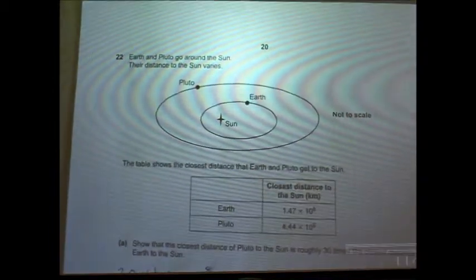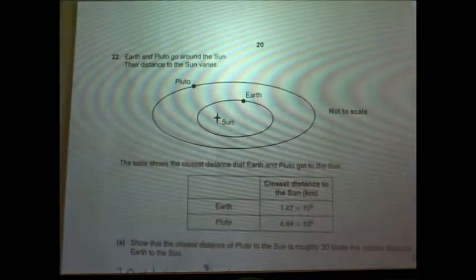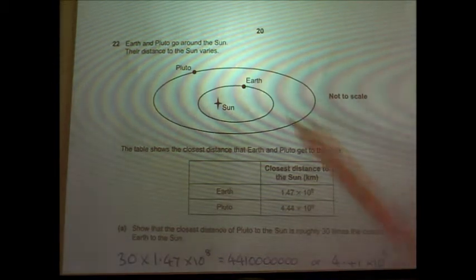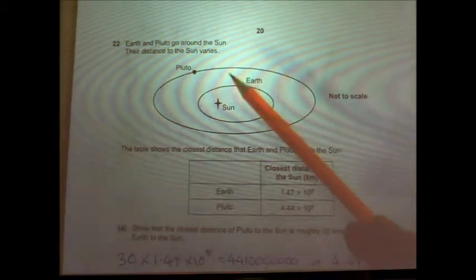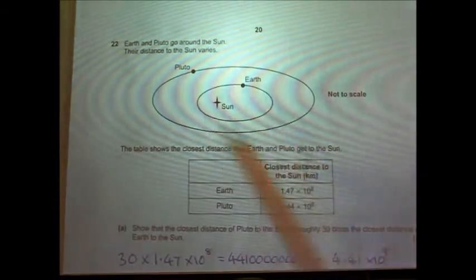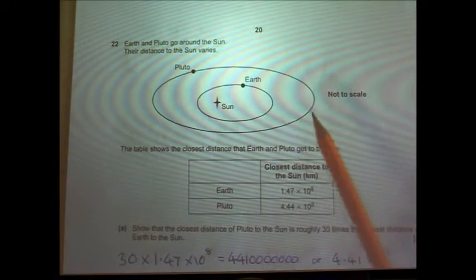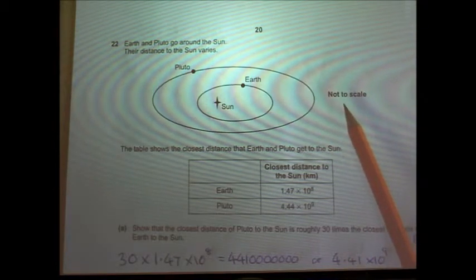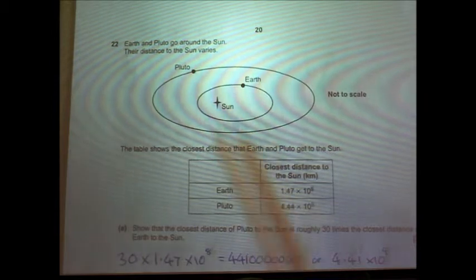Question 22, which is the last question. I had a story from LSA in an exam. A student started laughing at this question, and I asked her why. She said Earth and Pluto go around the Sun, and their distance to the Sun varies. So here's a little diagram of what's happening for you. And the exam board have seen in their wisdom to tell you that it's not to scale, just in case you weren't aware that this is the actual size of the solar system in which you're living.